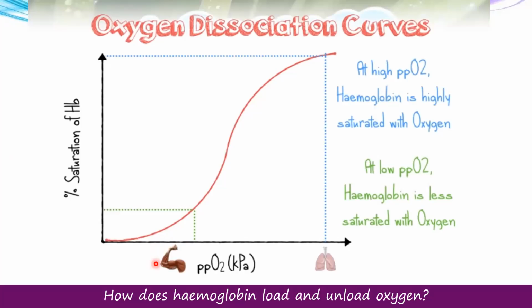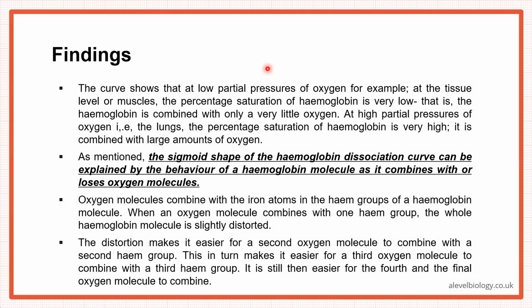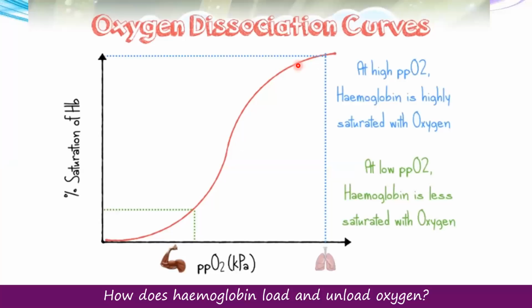These are the respiring tissues or cells, or it can be muscles. You see the saturation percentage of hemoglobin is less, and you can see the partial pressure, as compared to this part here, is also low. At high partial pressure of oxygen, which is at the lungs, the percentage saturation of hemoglobin is very high, and it is combined with large amounts of oxygen. So you can again relate to this part of the curve here.